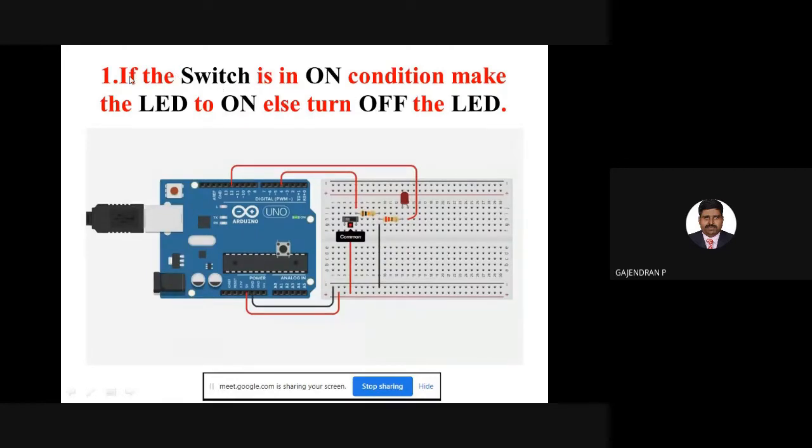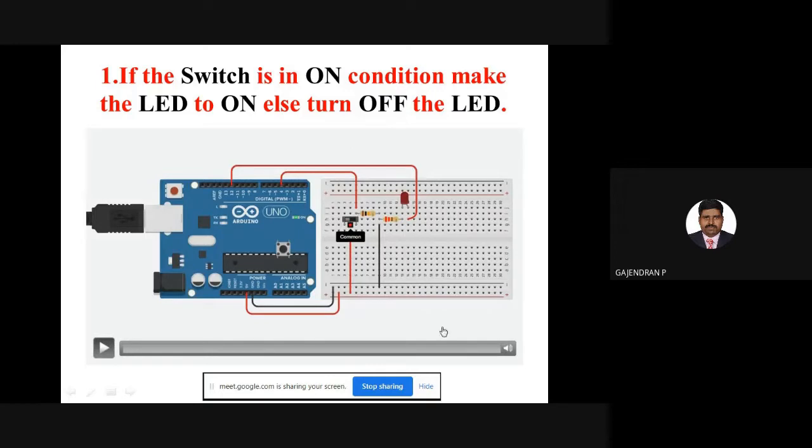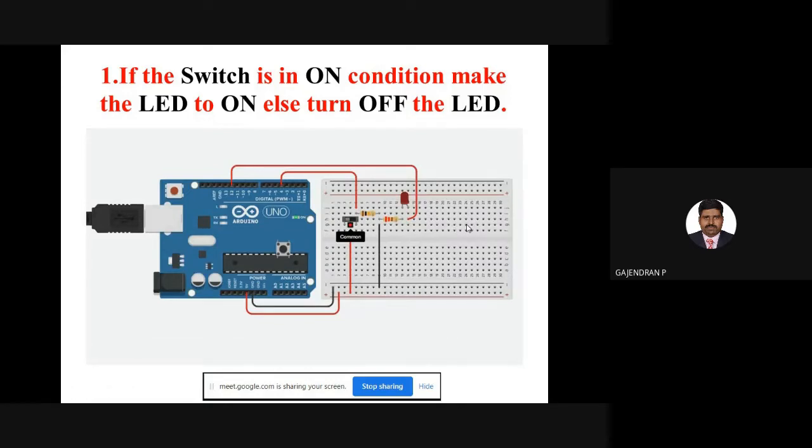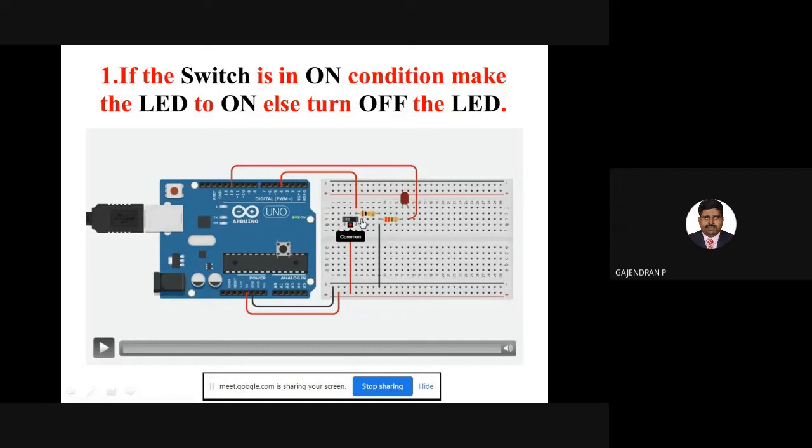First problem statement: if the switch is in on condition, make the LED on, else turn off the LED. Please observe the schematic diagram, what we are going to do with Tinkercad. The same thing we have drawn here. So what are the things we need to include in our circuit diagram? One switch, an LED and 2 resistors.